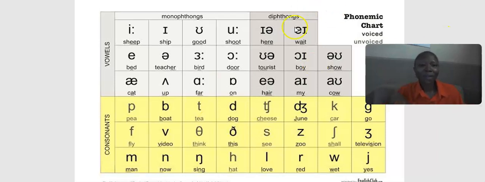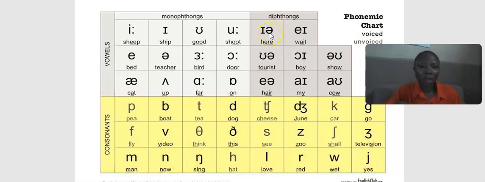So we have 8 diphthongs in English language. We are going to be articulating these 8 diphthongs, and not just that, I'm going to be pointing out common letters that represent these sounds, so that when you sight these letters, you can easily predict that this is likely to be a diphthong, and this particular type of diphthong. Okay, so let's do this together.